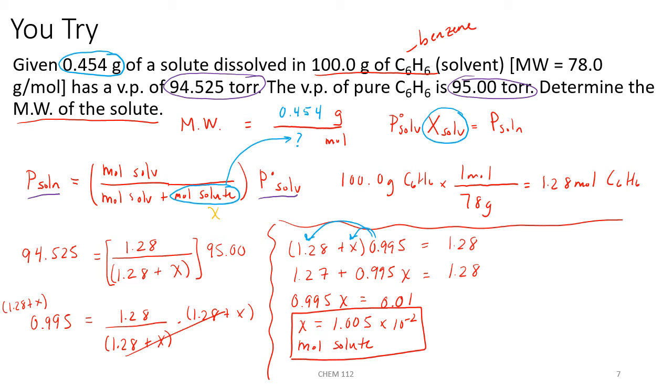So now we can take that and plug that in to where we are calculating our molar mass. So our molar mass, or our molecular weight, will be 0.454 grams divided by what we just found, 1.005 times 10 to the negative 2 moles. And that comes out to right around 45 grams per mole.